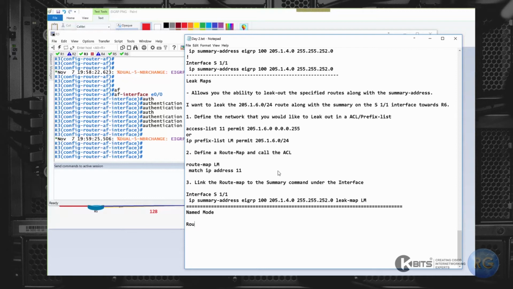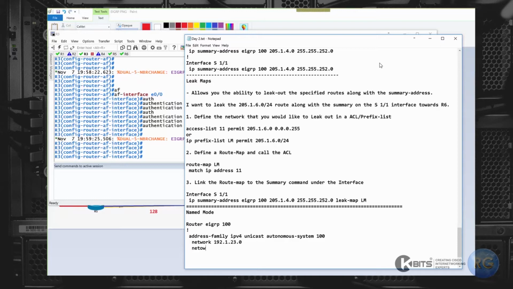Router EIGRP 100, address family IPv4. I'm doing it for IPv4 unicast. Okay. Autonomous system is 100. It puts me into a subconfig mode. This is where my network statements would go.